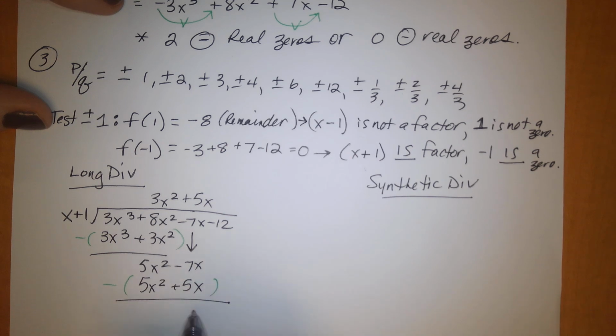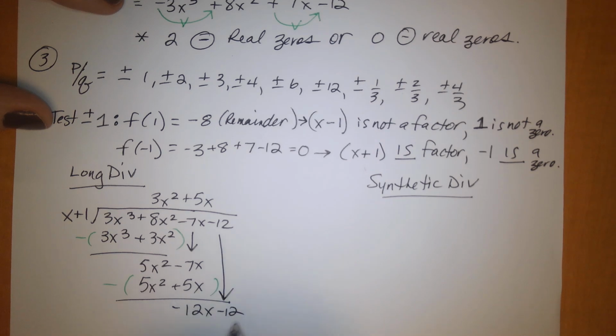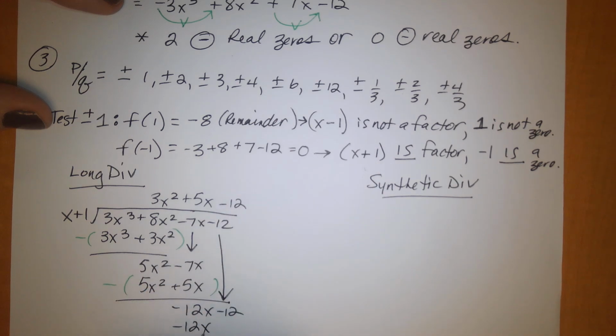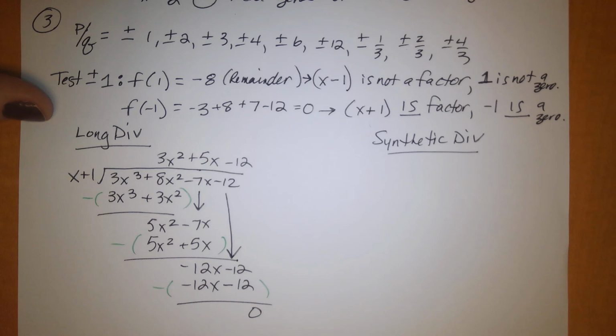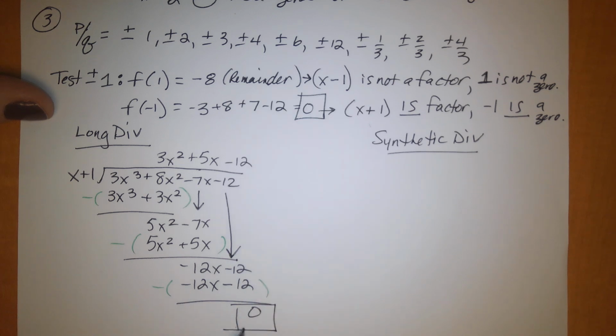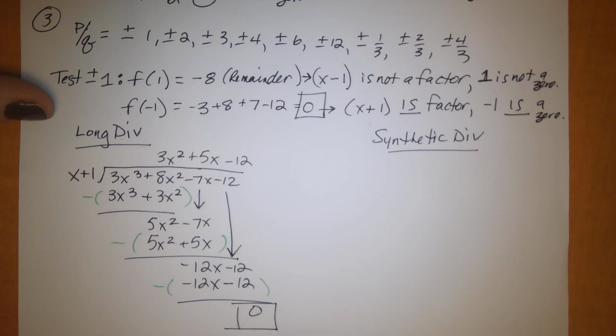minus this quantity leaves me with negative 12x. Bring down the minus 12. X goes into negative 12x, negative 12 times, and when I multiply, I get negative 12x minus 12. And when I subtract this quantity, there is my remainder of 0. That is what I wanted. The remainder of 0 will match the remainder of 0 that I knew I was going to get. So if I didn't get that here, I knew I did something wrong in the division.